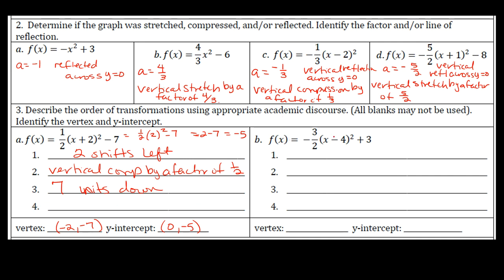Okay, 3B. Our vertex is 4, 3. And now let's calculate our y-intercept. When I plug in 0 for x, that gives me -4 squared. So -4 squared is 16. Then I'm going to multiply this fraction times this whole number. So 2 goes into 16, 8. And then 8 times -3 is -24. And then plus 3, that gives me -21.